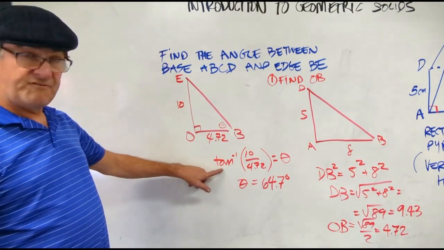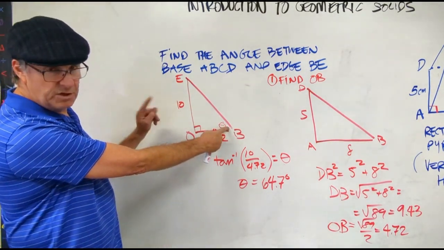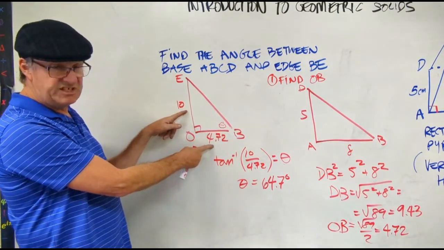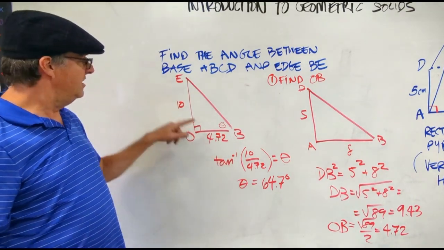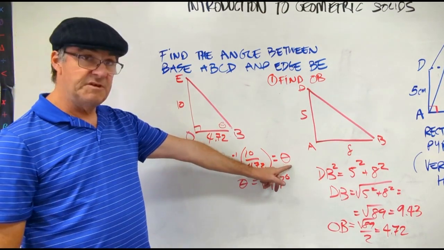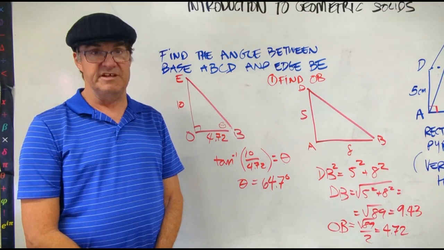So my function that I'm going to use is tangent, because here's the angle I want, and the sides I know that help me find it are my opposite and my adjacent. So that's tangent, the TOA from SOHCAHTOA. And then I did my inverse trig of opposite over adjacent, 10 over 4.72. That gives me theta. I put that in my calculator and I got 64.7 degrees.